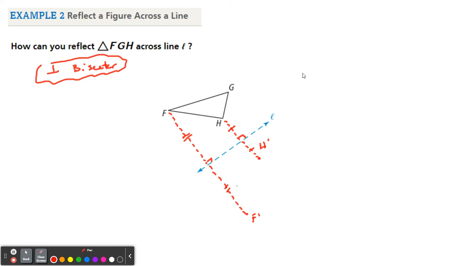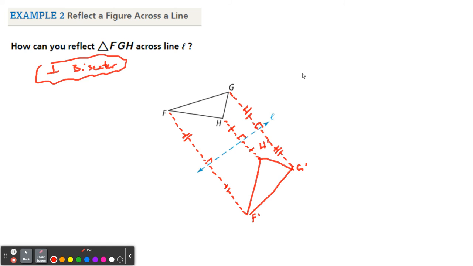Again, not going to be exact, we're hand drawing, but you get the picture. And then G is here, go perpendicular to line L. This is going to be my third length, so we'll go the same distance this way and put G prime there. And that is the same length. And I'll connect H prime to F prime, to G prime, to H prime.